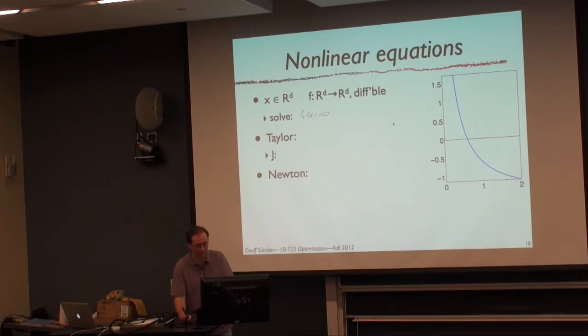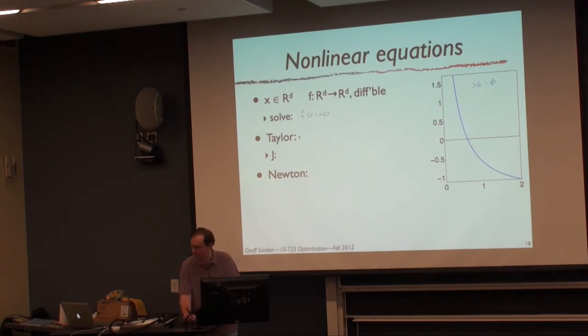For example, if I had some real number like the golden ratio, 1.618 something, and I wanted to find its reciprocal, I could take my function to be f(x) = 1/x minus phi. So here's a plot of that. The zero of this function is where 1/x equals phi, so it's where x is equal to the reciprocal of the golden ratio. So that's a nice nonlinear function, and I can try and find a zero of it.